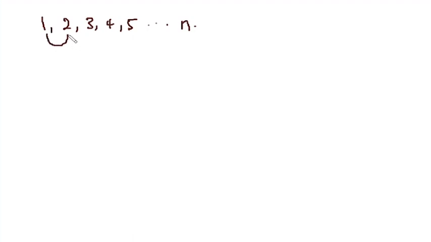From the first number to the second number, there is a difference of 1. If you subtract the second number from the third number, the difference is 1. The third number from the fourth number, the difference is 1, and so on. For each successive number, the difference between the next two numbers is 1. Okay? So that's what makes this set of numbers an arithmetic progression.